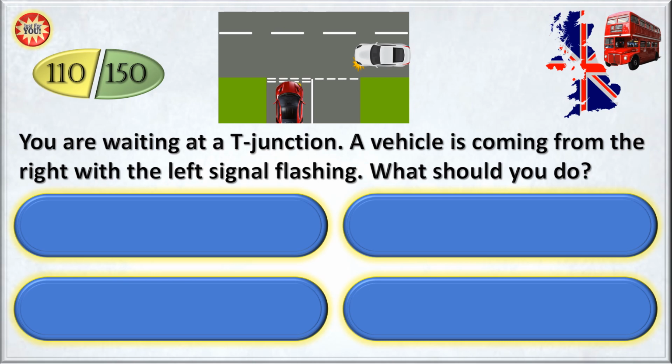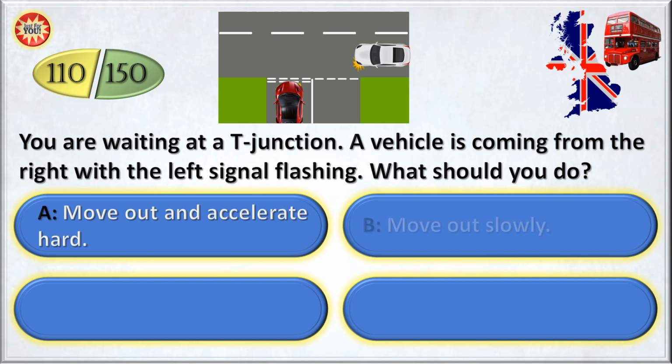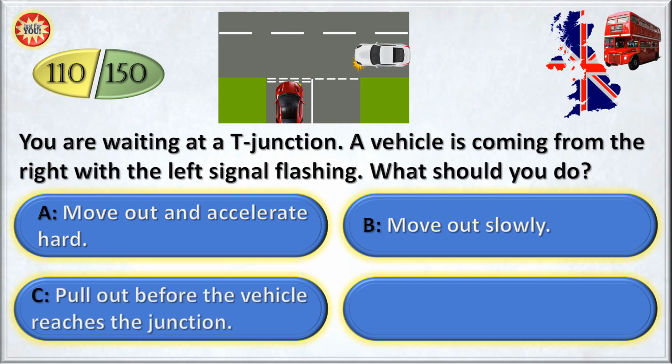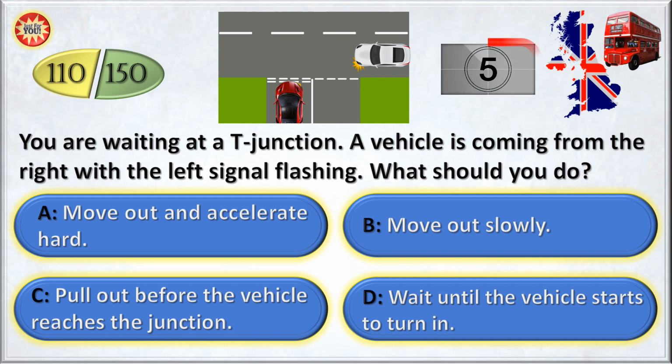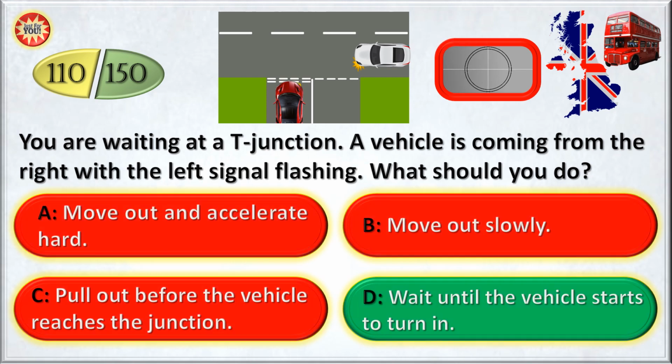You're waiting at a T-junction. A vehicle is coming from the right, with its left indicator flashing. What should you do? Move out and accelerate hard. Move out slowly. Pull out before the vehicle reaches the junction. Wait until the vehicle starts to turn in.